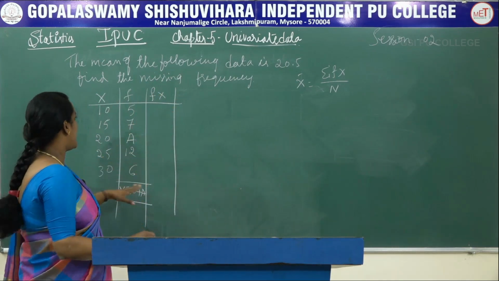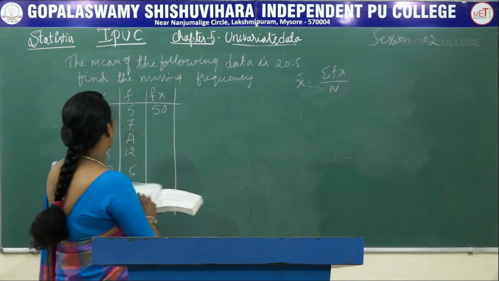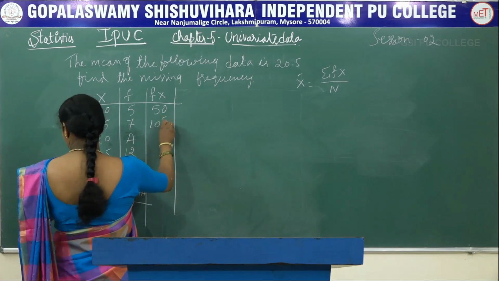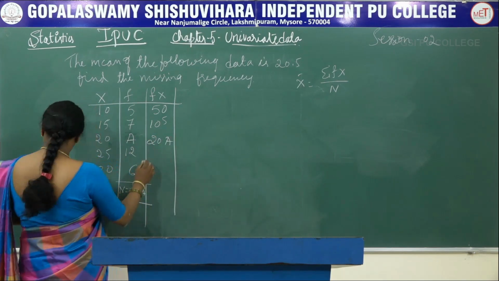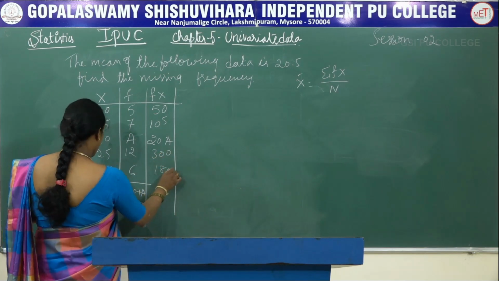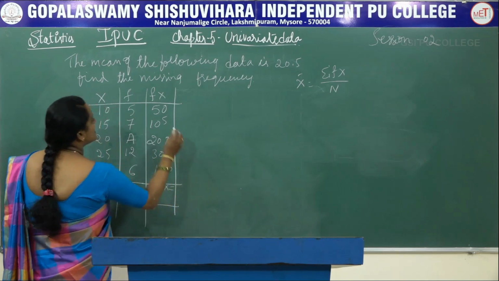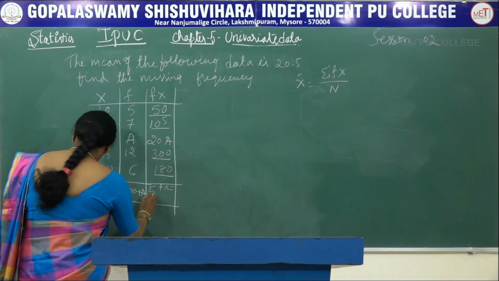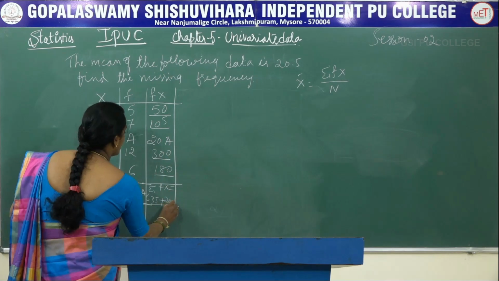To find fx value, 10 into 5, it is 50, like that. You have to write the product of f into x, it is 105. Here 20 into A, 20A I will write as it is, then 300, 180. And summation of f into x is, first you add all these values, so that you will get the summation as 635 plus this 20A will remain as it is.